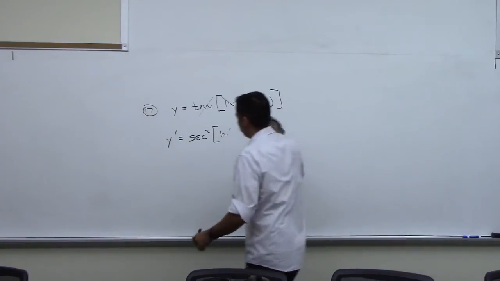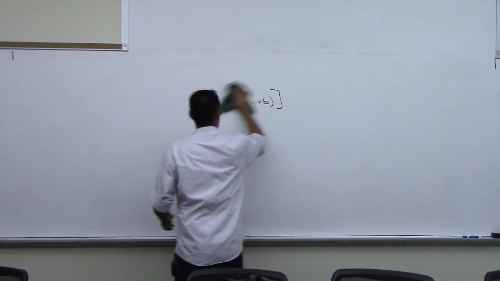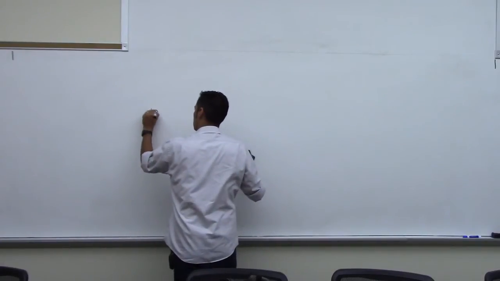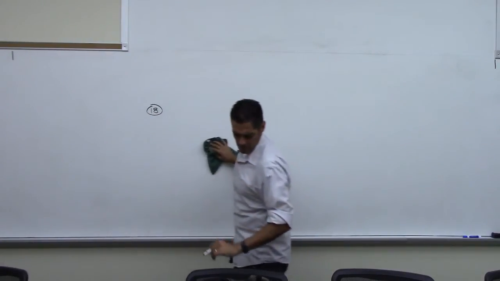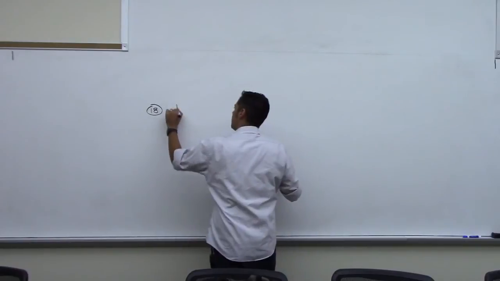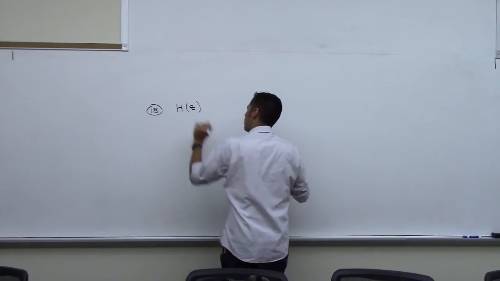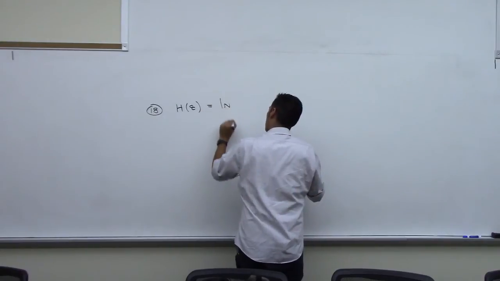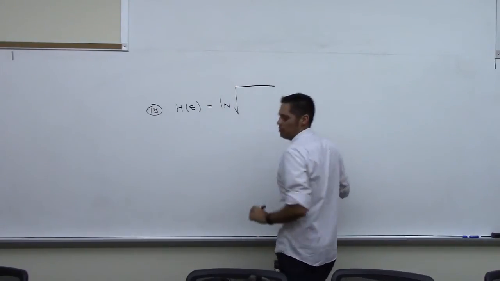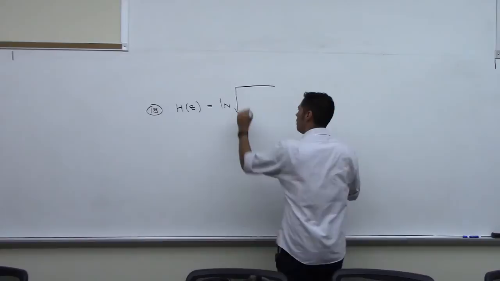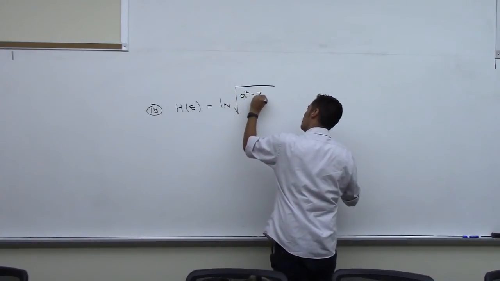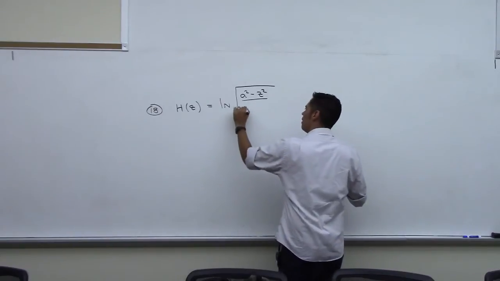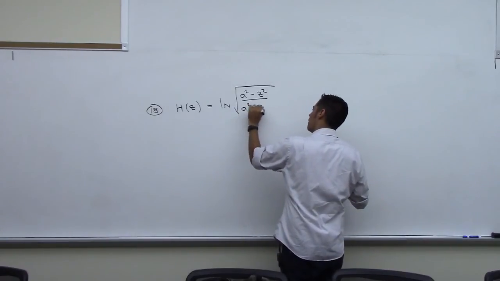All right. 18. Ooh, that doesn't look good. Capital H of z. Z is the independent variable. Is natural log of the square root of a squared minus z squared, z is our variable, a is a constant, over a squared plus z squared.